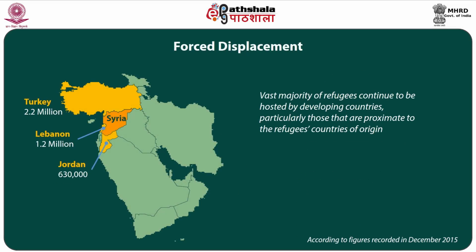Still, the vast majority of the refugees continue to be hosted by developing countries, particularly those that are proximate to the refugees' countries of origin. For example, the bulk of the Syrian refugee population is hosted by Turkey, 2.2 million, Lebanon, 1.2 million, and Jordan, almost 630,000, according to the statistics available in December 2015.